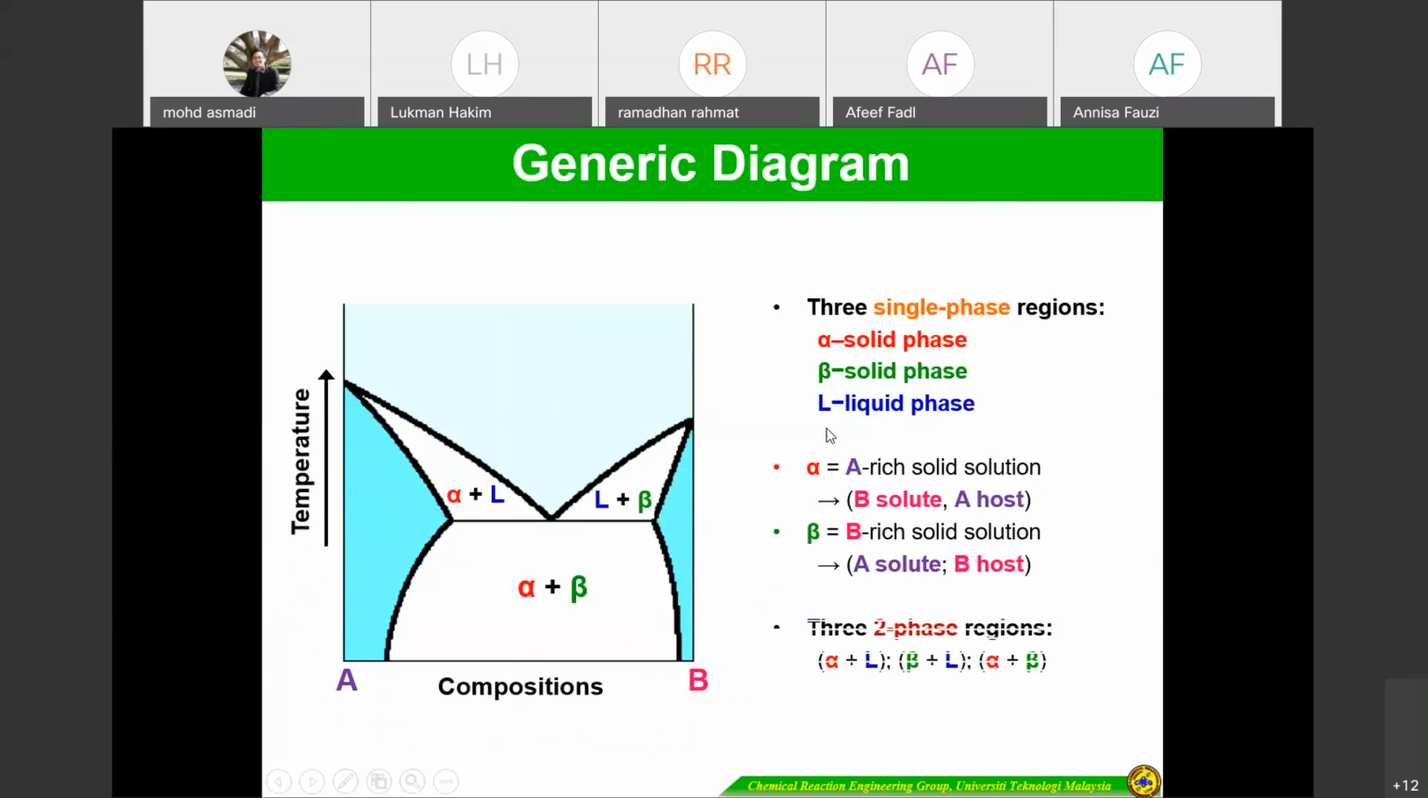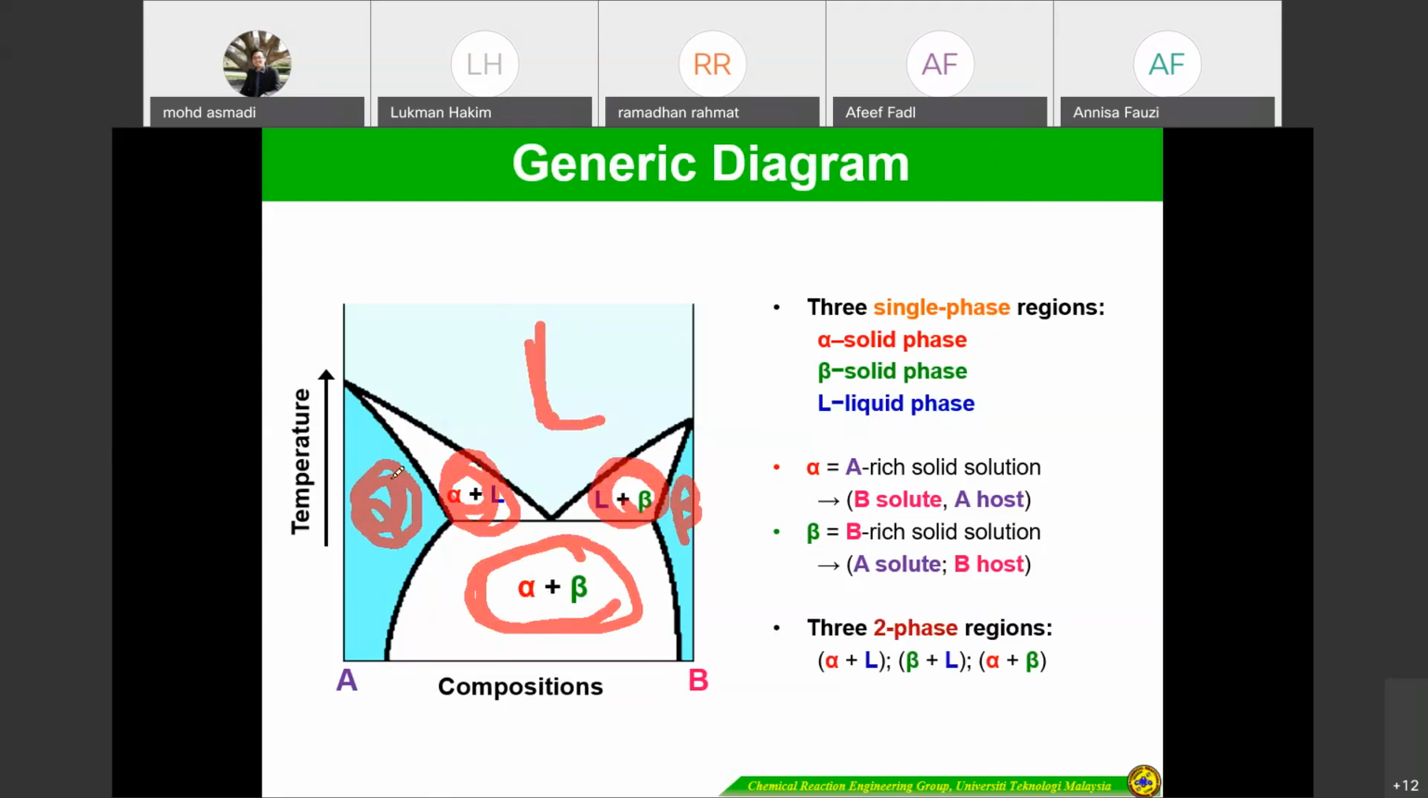Okay, so this one is a two-phase region. Just remember this one: alpha and L, alpha and beta. Of course, definitely on the right side it is liquid and beta, and this one is liquid and alpha. This one is 100% solid, alpha and beta. This one is 100% liquid, and 100% alpha, almost 100%. Not really 100% because there's some solute B here.